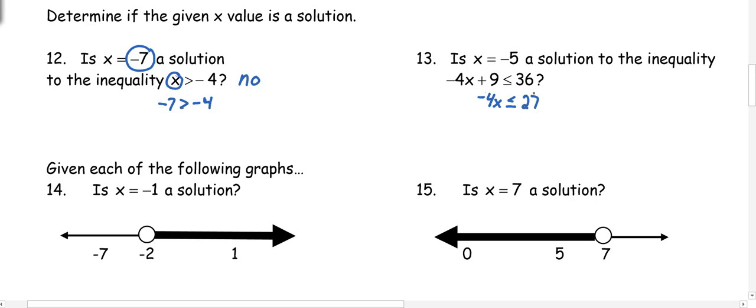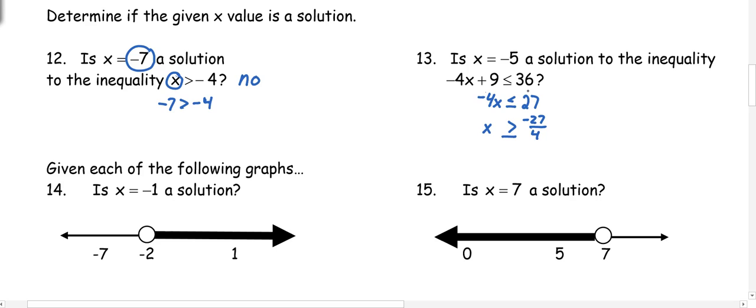And then we're going to divide by negative 4. And when we divide by negative 4, we have to flip our inequality sign, so it's now greater than or equal to. So x is greater than or equal to negative 27 over 4.